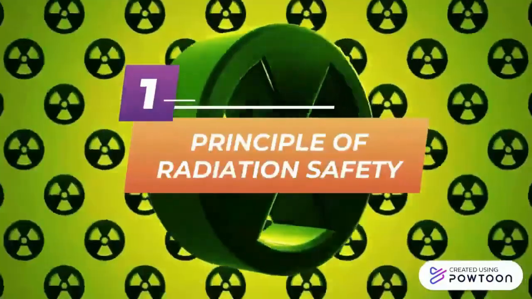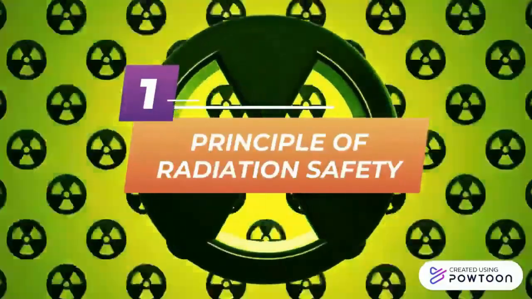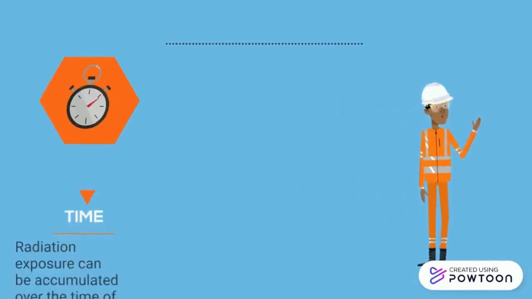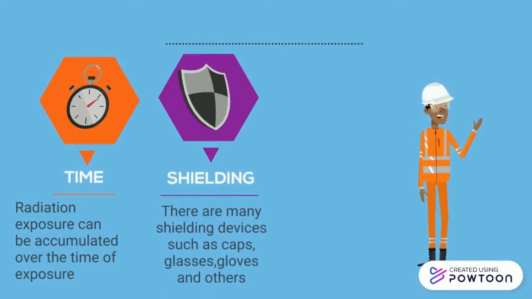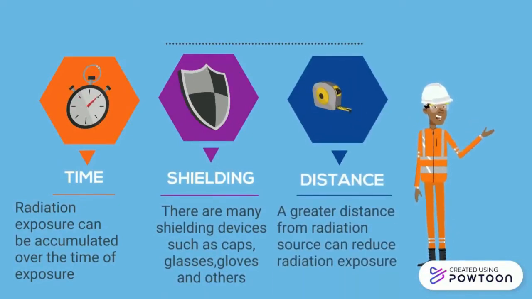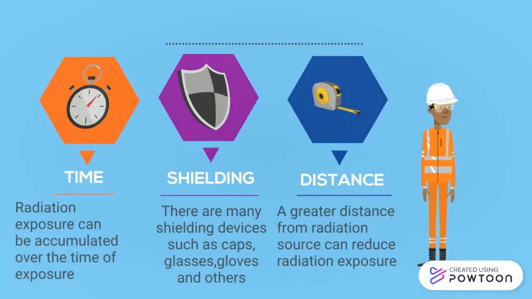There are 3 principles of radiation safety. Time. Radiation exposure can be accumulated over the time of exposure. Second is shielding. There are many shielding devices such as caps, glasses, gloves, and others. Lastly is distance. A greater distance from the radiation source can reduce radiation exposure.